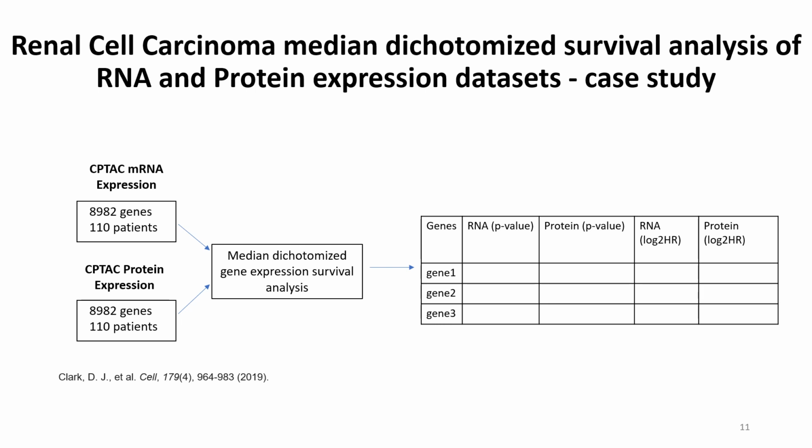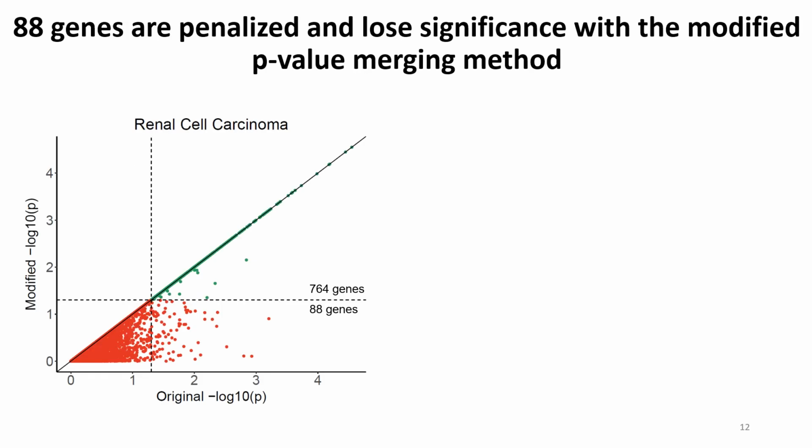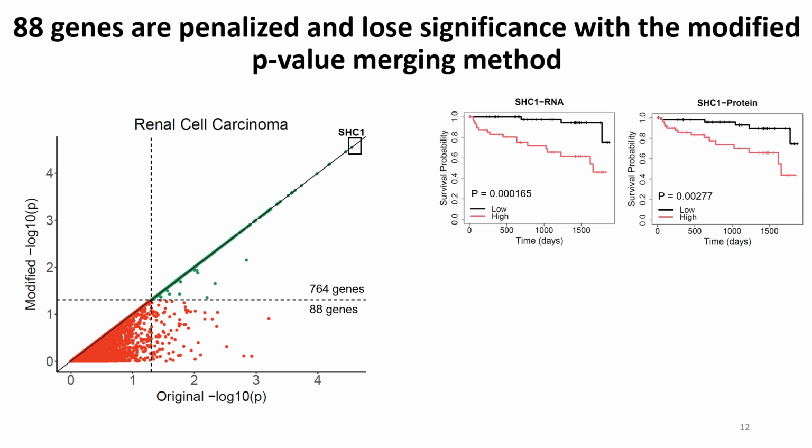Those genes with opposite log2 hazard ratios are penalized. On the line plot on the left, we can see that about 88 genes are penalized and lose significance because they have inconsistent directionality, and 764 genes are prioritized. If you look at the top most significant gene, SHC1 or SHC transforming protein 1, we can see that if we look at the RNA expression Kaplan-Meier plots, high expression of this gene produces a high-risk group. For protein, a high expression of this protein also produces a high-risk group. So there's this consistency between these two datasets.